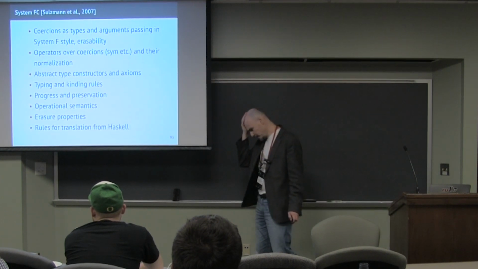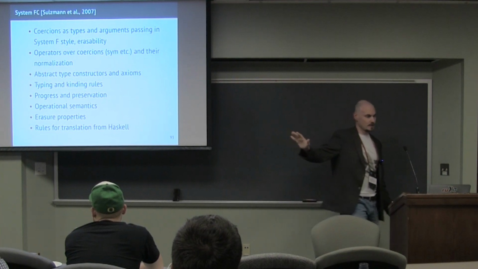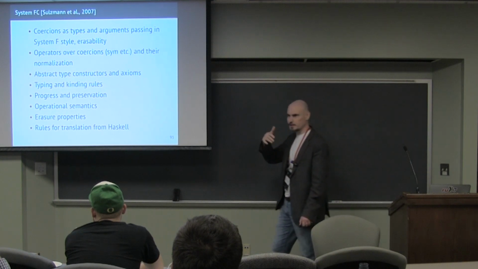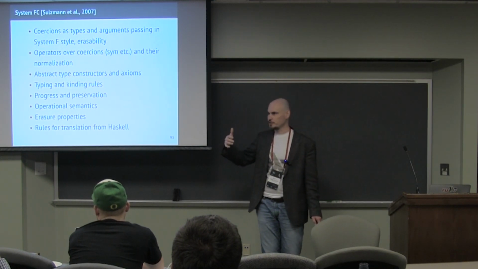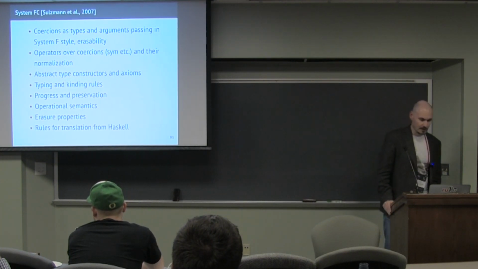And in the paper, when this system was introduced, there are proofs for many, many properties. So these coercions were introduced as types, and that means that they can be erased. And these properties were proved in that paper of 2007.